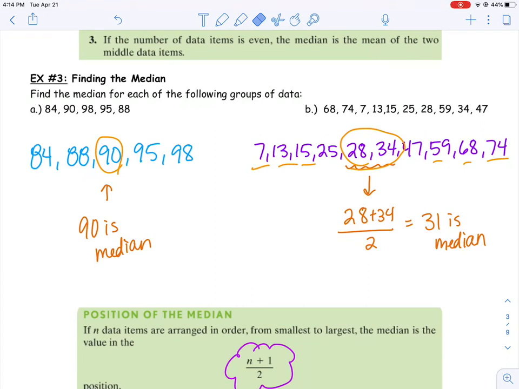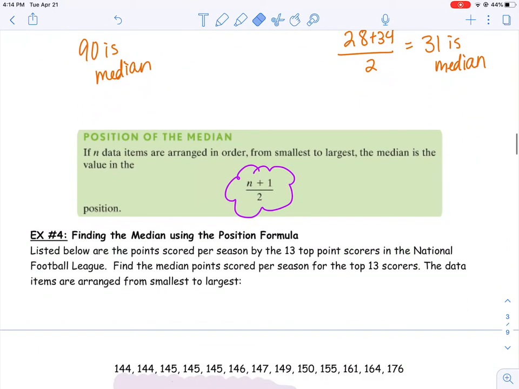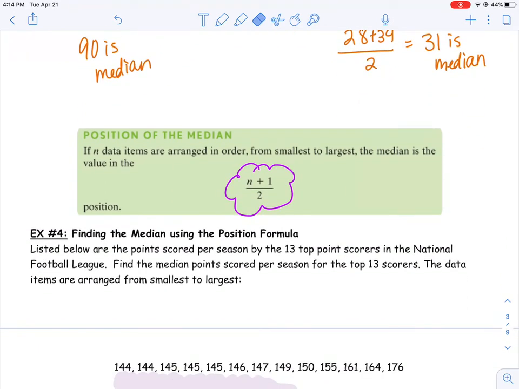Okay? So if I give you a set of data, I need you to make sure that you can find the mean and the median. All right, here's where it's going to get a little bit harder. If you look at this formula, n plus 1 divided by 2, n meaning the number of data items that you have, what this formula will help us do is figure out what position our median is in. What spot is our median in?